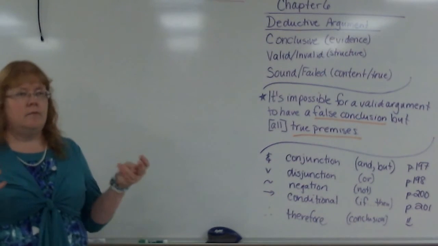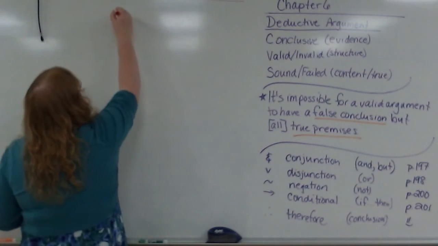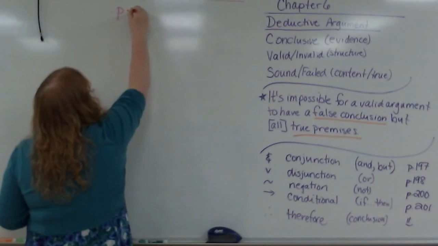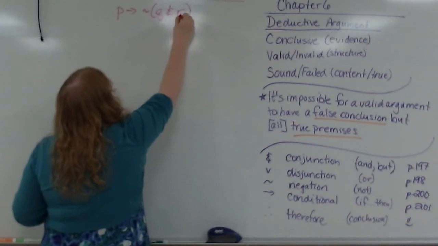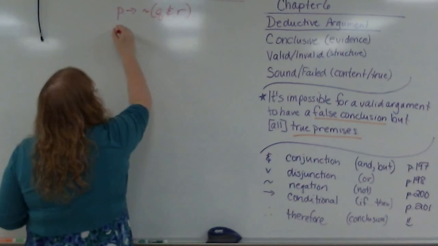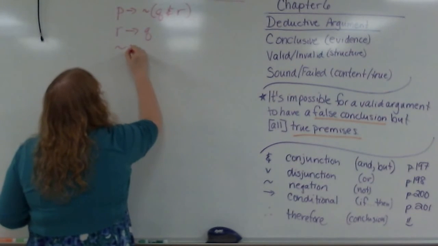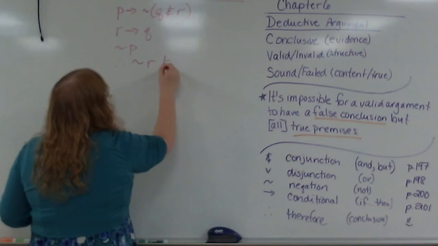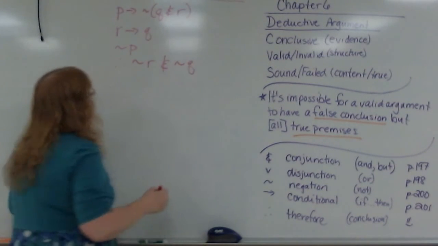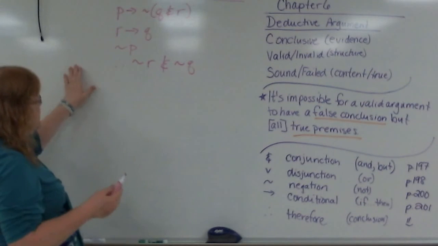So if we have, and we're going to just start with standard form, if we have an argument that says, if P, then not Q and R, if R, then Q, not P, therefore not R and not Q. Okay? That's my made up argument. We're going to see how this works. Okay? So, I have a lot of things to think about.